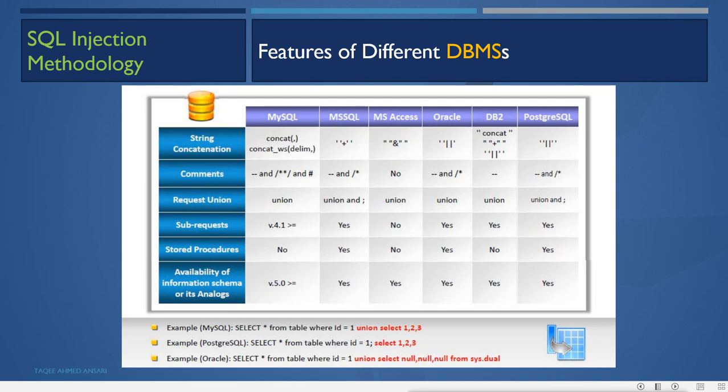For comments, in MySQL it uses two hyphens, slash star star slash, and also hash. For Microsoft SQL it uses hyphen hyphen, and also slash star. In MS Access we don't have any comments. In Oracle we have this as a comment. In DB2 we have this as a comment, two hyphens. For PostgreSQL we have two hyphens and slash star for comments.